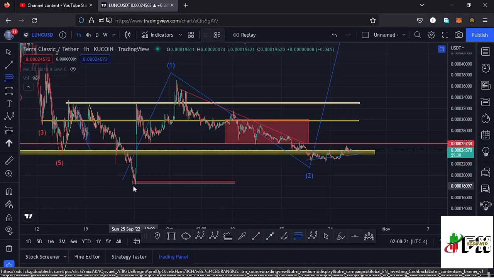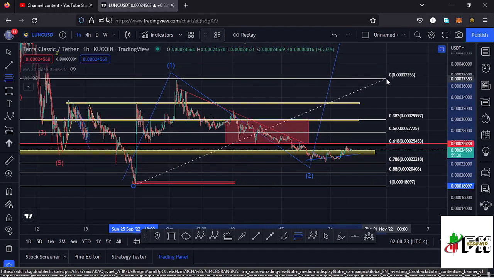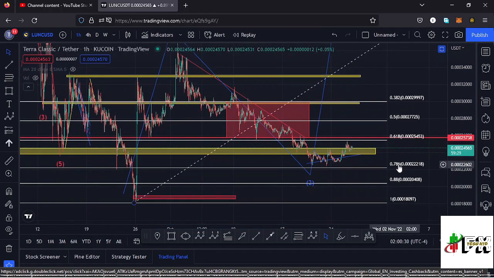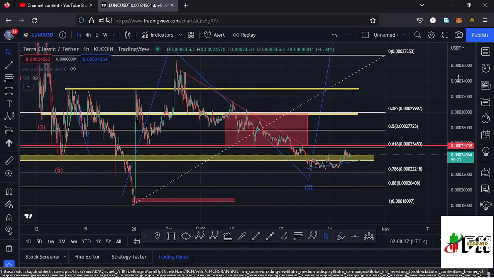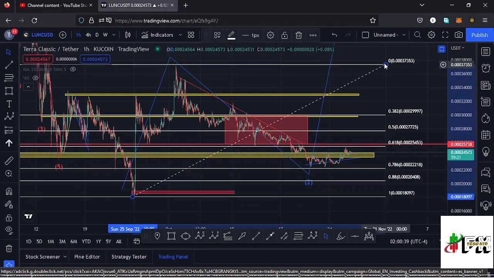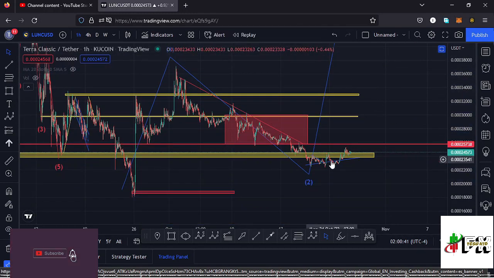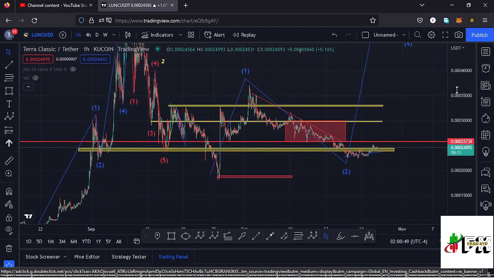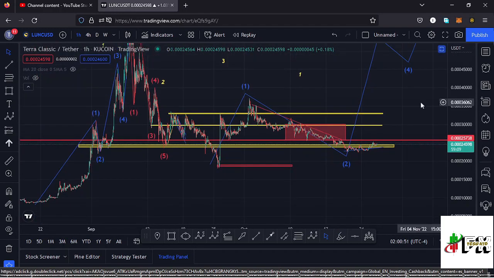And for it to be a valid wave 2, it needs not to have lost the fib level 0.786, and you can see we are holding the fib level 0.786. We have not gotten to that level, meaning that is still a valid wave 2. And assuming that the low is in for that second wave at this point down here at around the $0.00022 mark, I expect a very nice bounce to the upper side in the formation of a third wave.